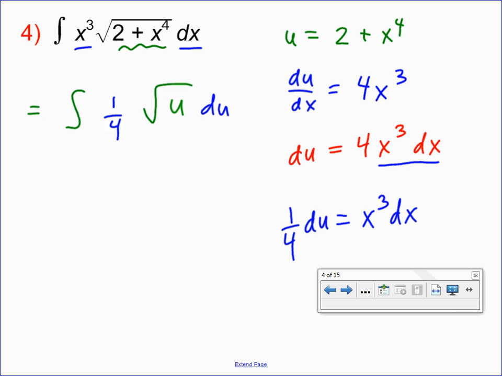Since I can't move that, right? We've got our 1/4 du in for my x cubed dx, and now I'm ready to integrate. I'll kick this constant out front so I don't trip over it. A constant multiplier sticks around in differentiation, so it's going to stick around in integration as a constant multiplier.